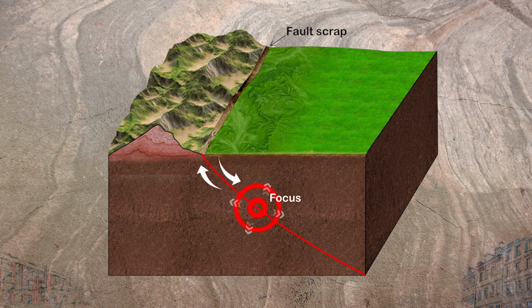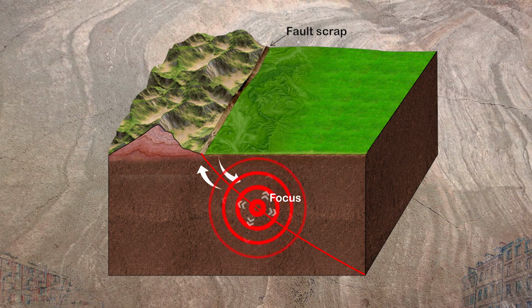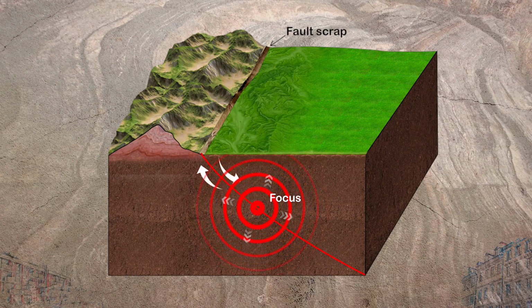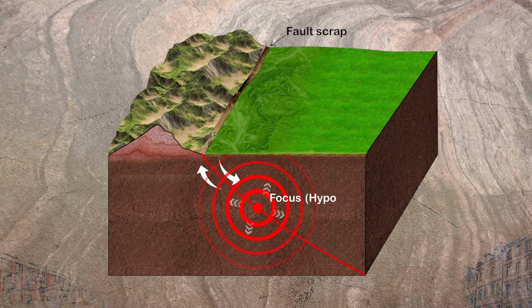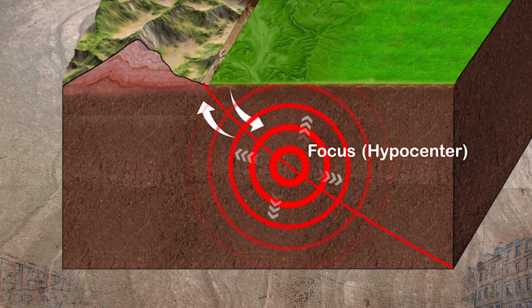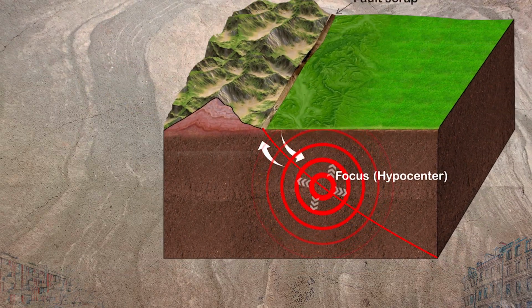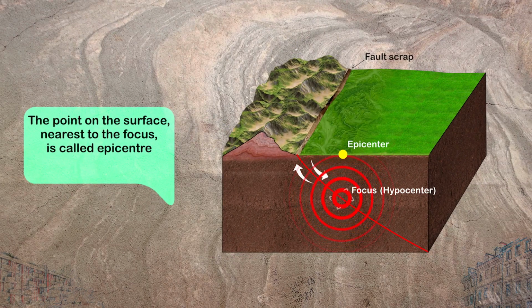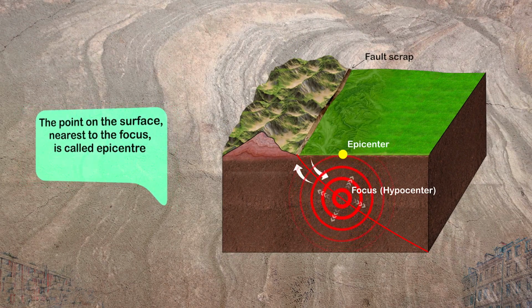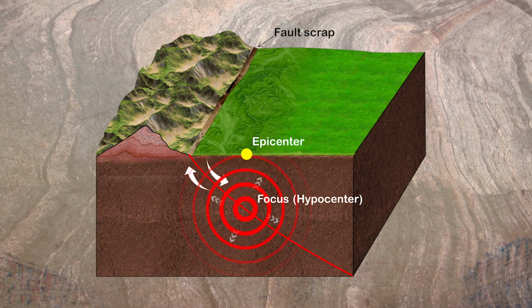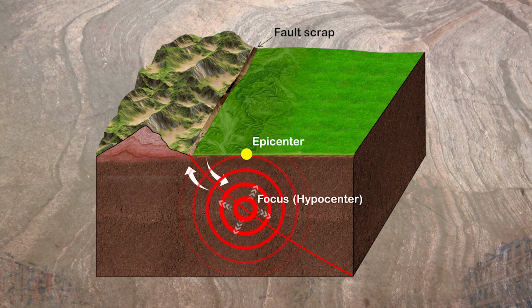Though these energy waves travel in all directions as earthquake, there is a point from where the energy is released. This point is called the focus of the earthquake. It is also called the hypocenter. The energy waves traveling in different directions reach the surface. The point on the surface nearest to the focus is called epicenter. It is the first one to experience the waves. It is a point directly above the focus.